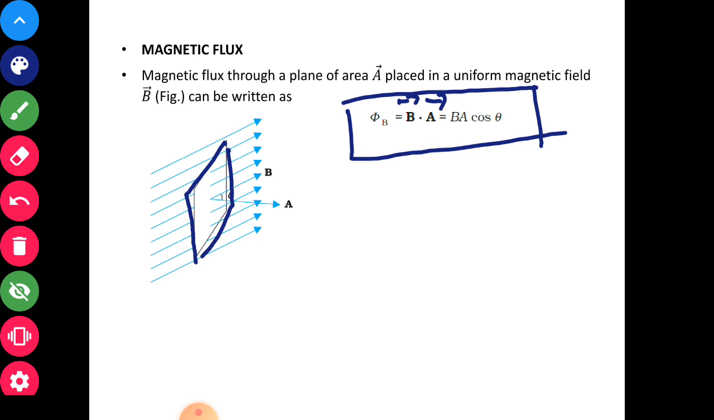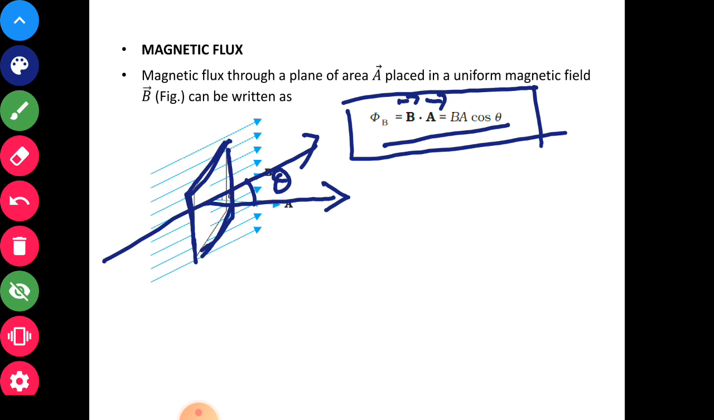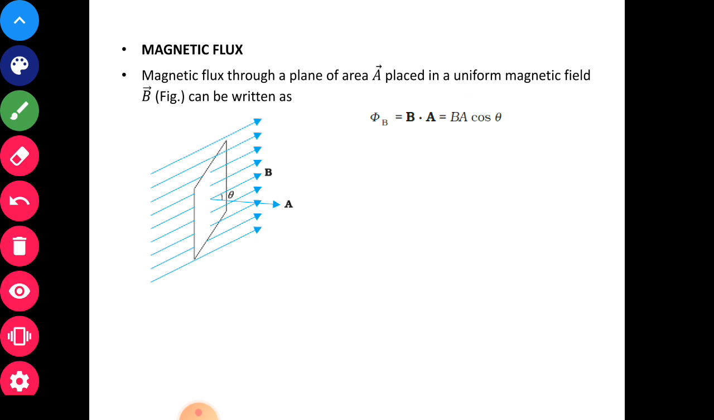Whenever an area, or we can say this plane, is kept in the magnetic field, say the magnetic field is in this direction, and the area vector is always perpendicular to the surface, let the angle between B and A be theta. Then magnetic flux, which gives you the idea about the field lines, is defined as B dot A or BA cos theta. Theta is the angle between vector B and vector A.